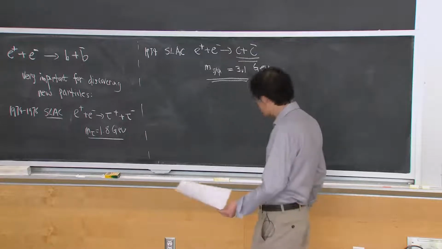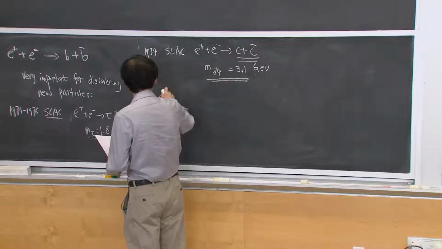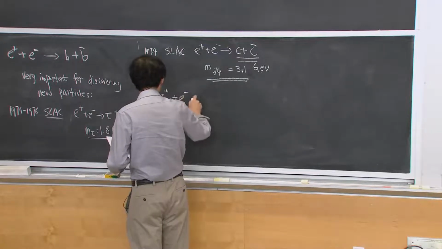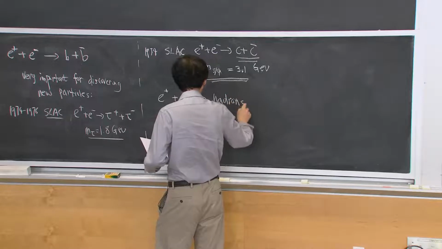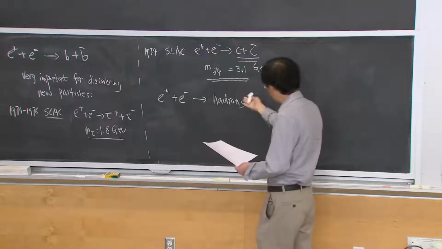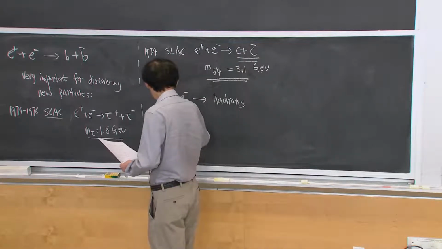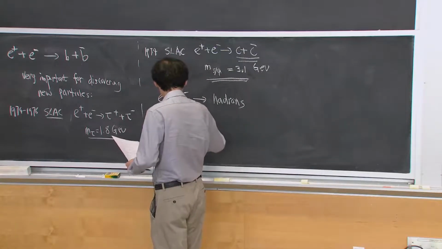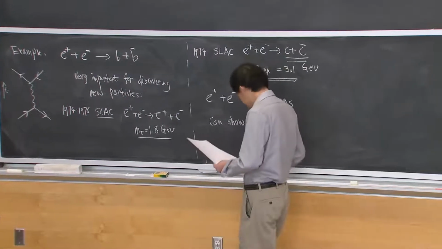Anyway, by looking at the more general process, where this goes to hadrons, you just collide them and look at what goes to hadrons. You can show that quarks have 3 colors.